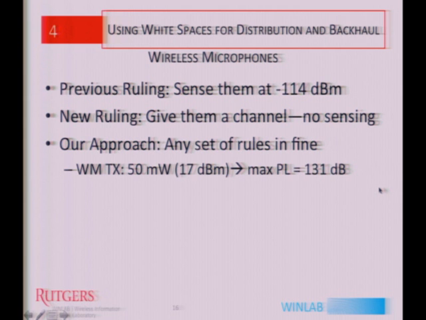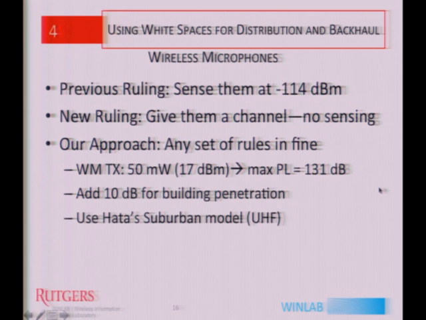So to justify that, we have a couple of calculations. The transmission power of a wireless microphone is about 50 milliwatts, which is 17 dBm. And that means that we need a maximum path loss of 131 dB based on their requirement there. And also we add a 10 dB factor into it because of the building penetration, which is a very conservative number again. Taking all that into account and using the Hata suburban model for UHF channels only, we come up with a 1 mile radius around the tower within which the wireless microphones will actually be detectable based on the rules that we have.